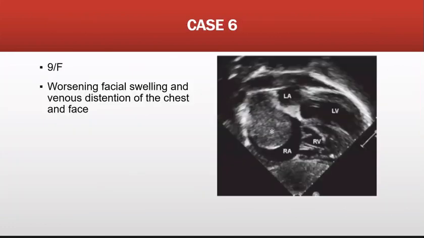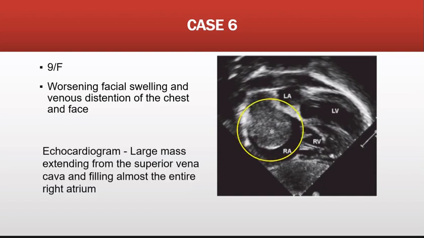We are down to the last two cases. Case number 6 is a 9-year-old girl with worsening facial swelling and venous distension on the chest and face. Echocardiogram shows a large mass extending from the superior vena cava and filling almost the entire right atrium.